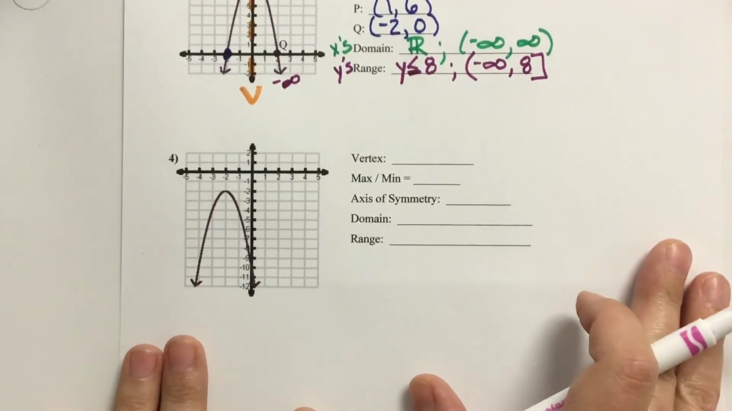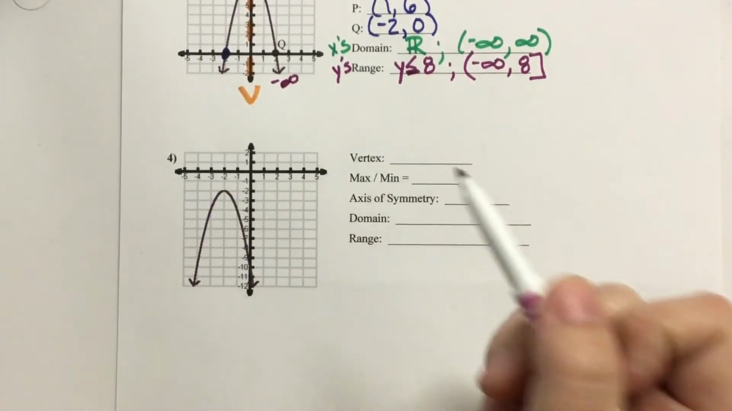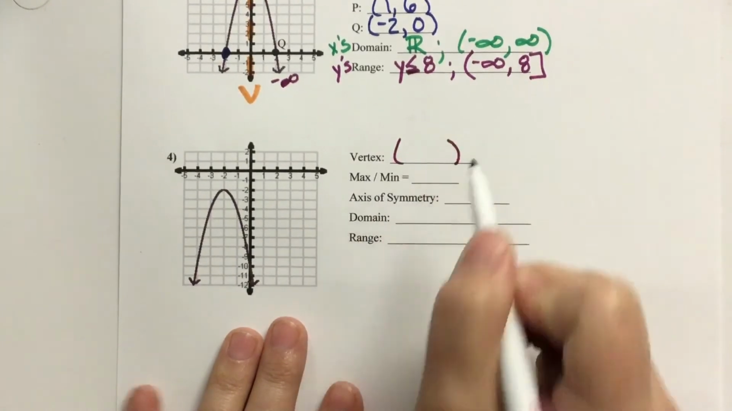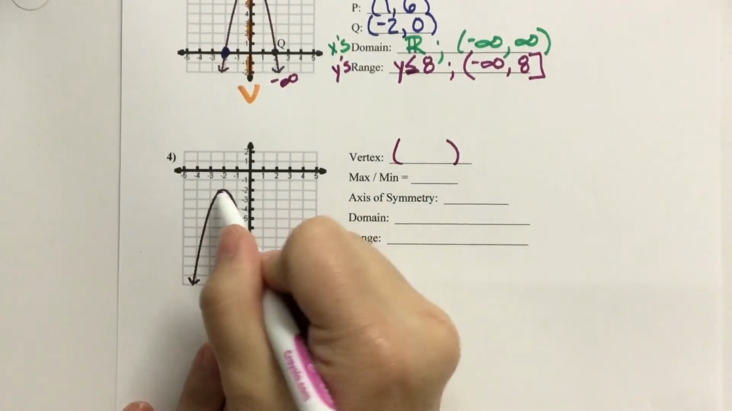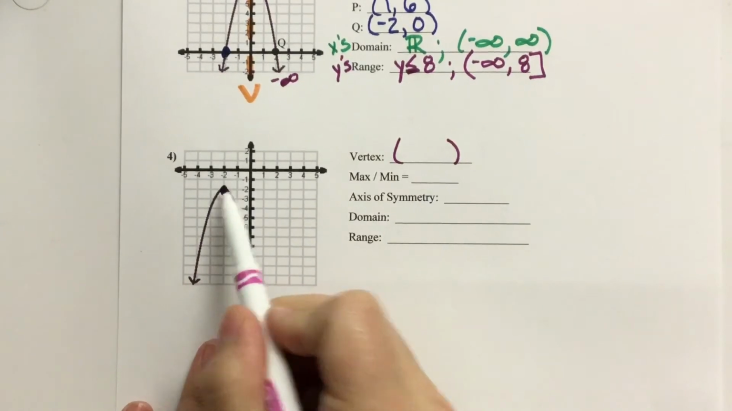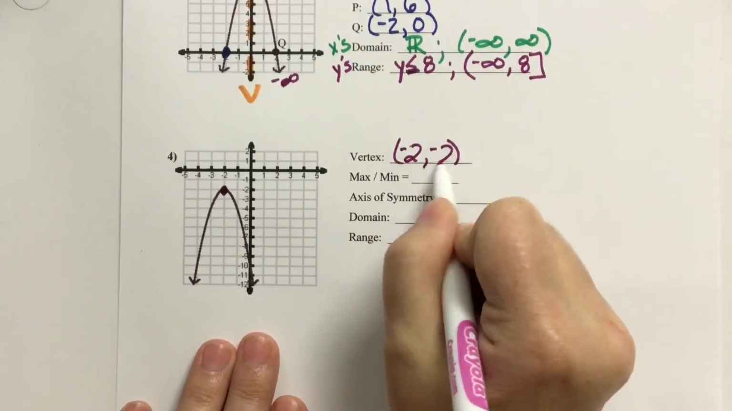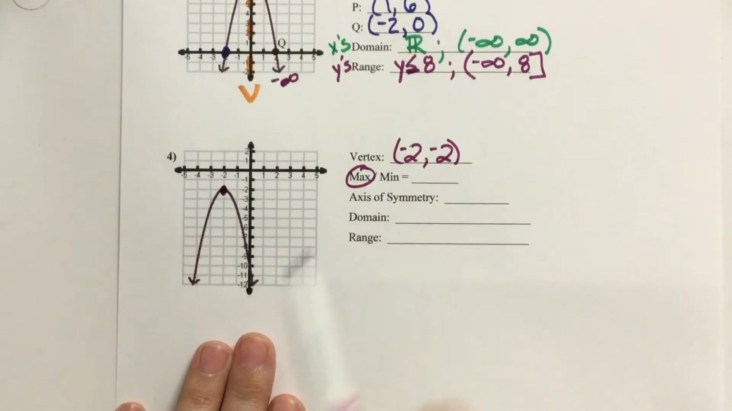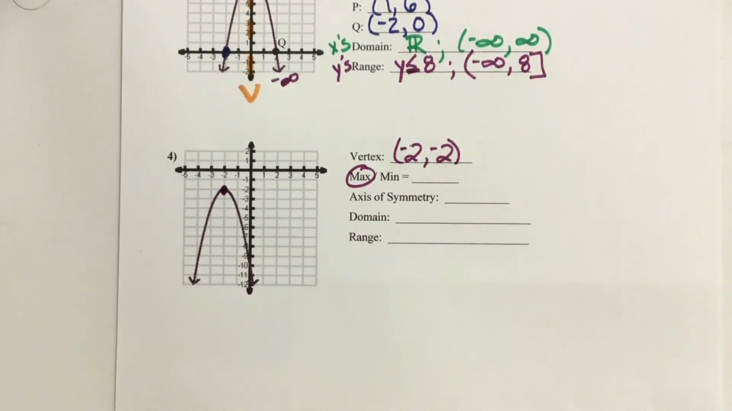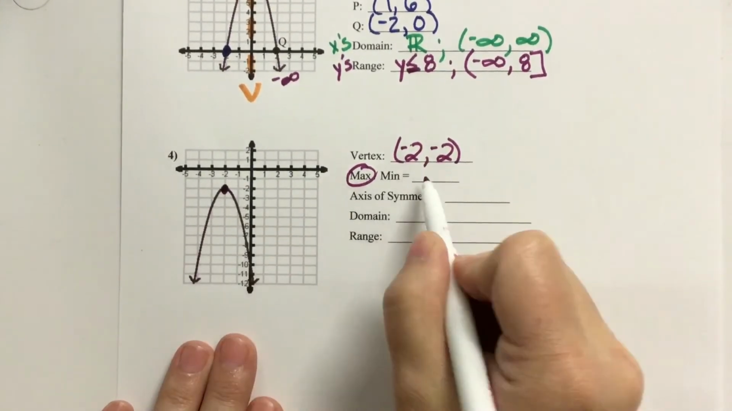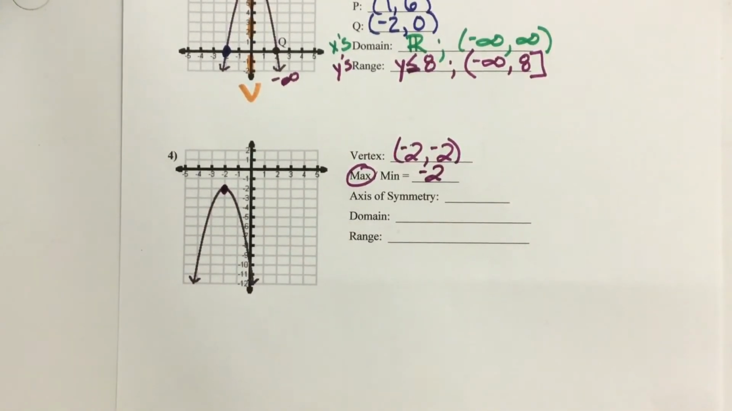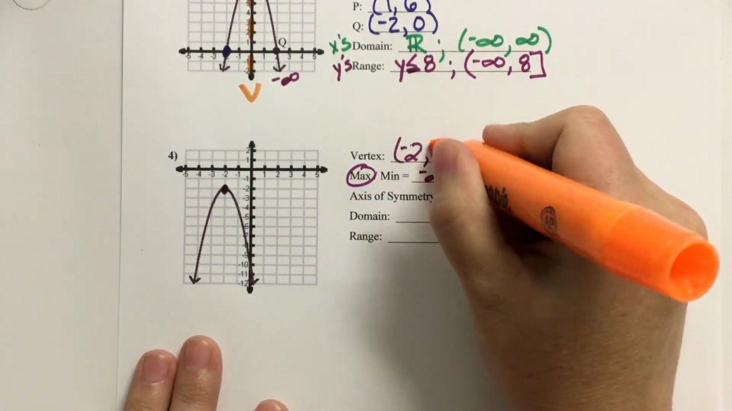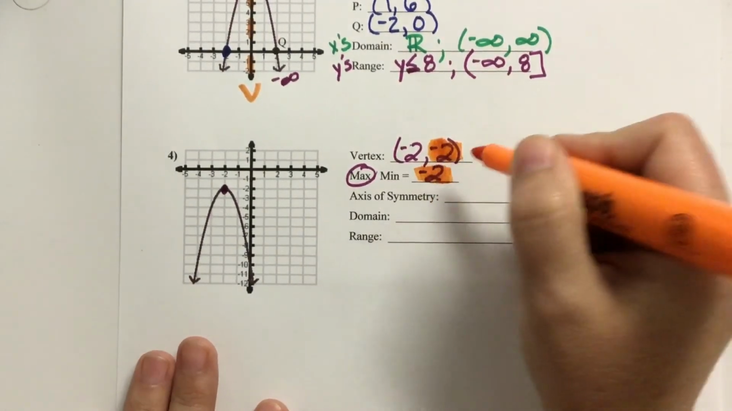All right, so the vertex. What do you think it is? It's the highest point, and you go left 2, down 2. So it's negative 2, comma, negative 2. Is it a max or a min? It's a max. It's the highest point. And what would you say the max value is? Negative 2. That's how high it is. That's its y value there. So remember that the y coordinate of the vertex is always the max or min answer.